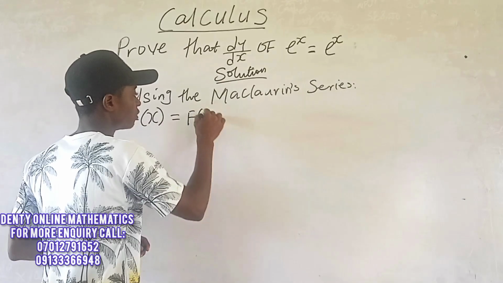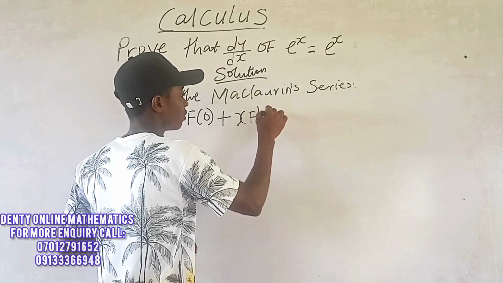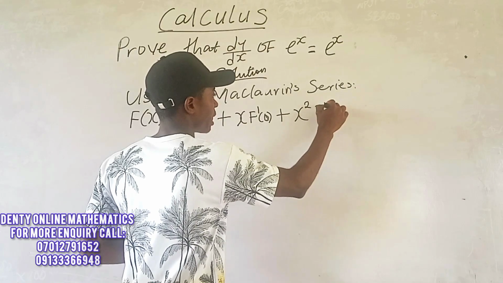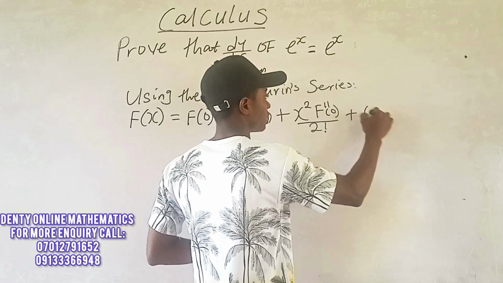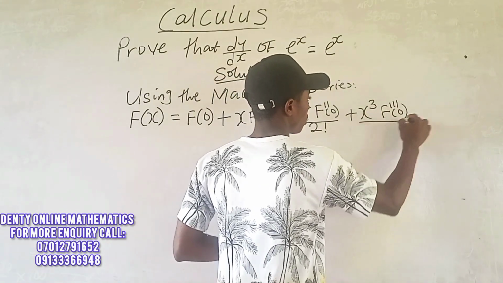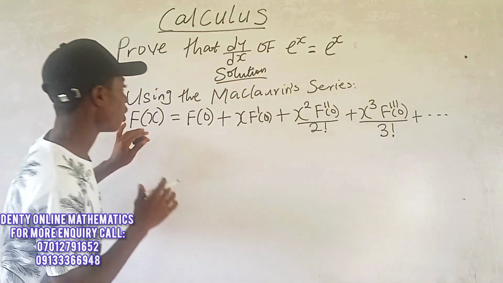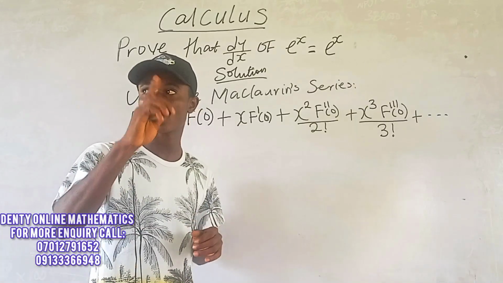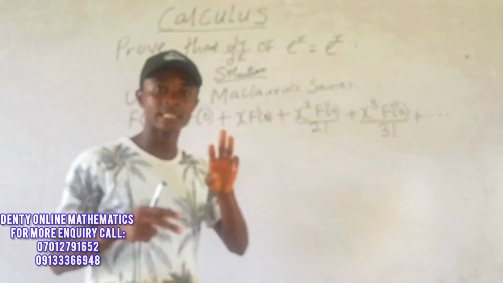f of 0 plus x multiplied by f prime of 0 plus x squared multiplied by f double prime of 0 all over 2 factorial plus x cubed multiplied by f triple prime of 0 all over 3 factorial, and the series continues. This is how the Maclaurin series looks. You need to know that f prime means the derivative of the function once, f double prime means the derivative of that function twice, f triple prime thrice, like that. That's what it means.